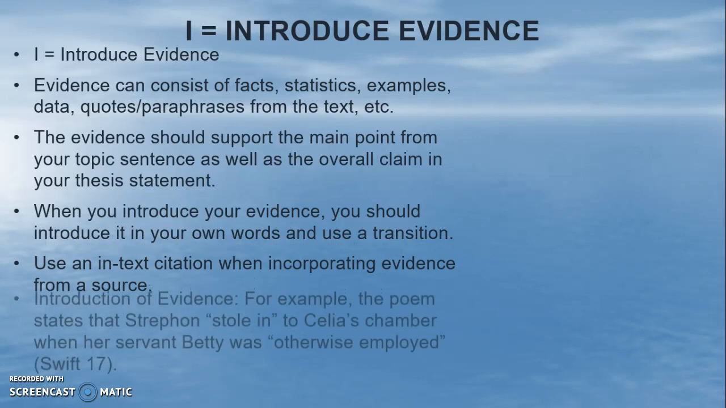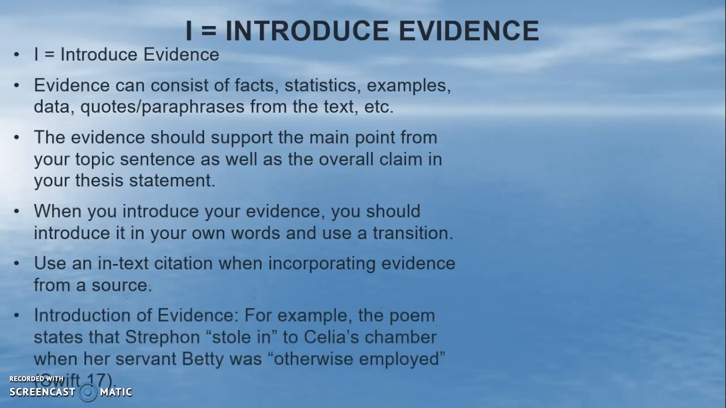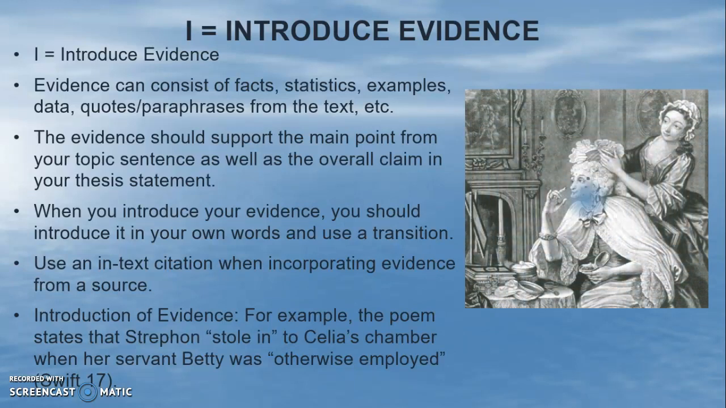Here is the I section of the paragraph we are building. You can see the use of a transition into the quote. For example, the poem states that Strephon stole into Celia's chamber when her servant Betty was otherwise employed.